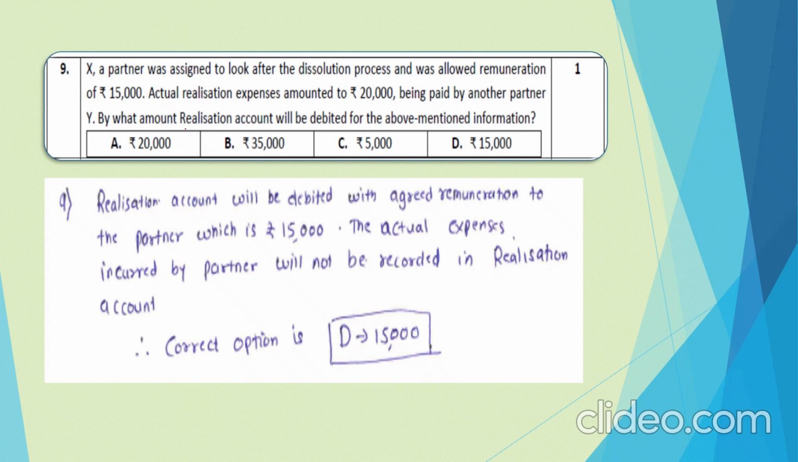See, the realization account will be debited on what the firm agreed with the partner. What did the firm agree? They agreed with X that we will pay you 15,000. So your answer will be 15,000. You don't have to think too much on it.